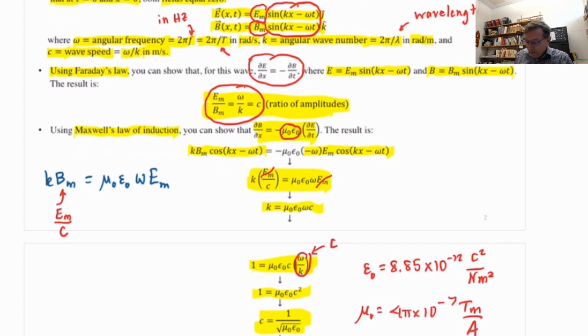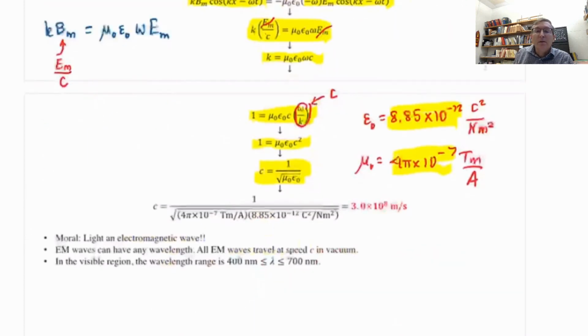Pause the video if you like, but go to your calculator and take that number, 8.85 times 10 to the minus 12, times that number, 4 pi times 10 to the minus 7. Multiply them, take the square root, and then take 1 over x, and see what you get. I'm now going to tell you. You get 3 times 10 to the 8 to 2 sig figs. And yes, the unit would be meter per second, because it's got to be the speed of the wave. But look what the number is: the well-known value for the speed of light.